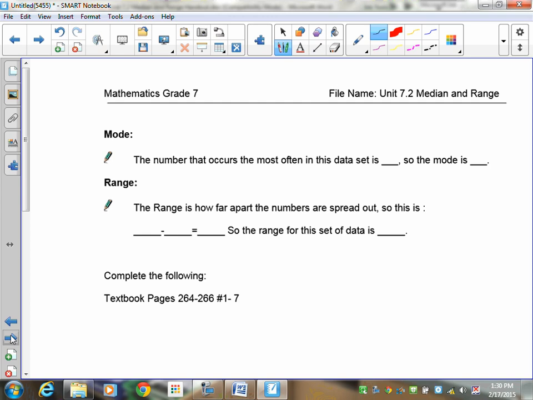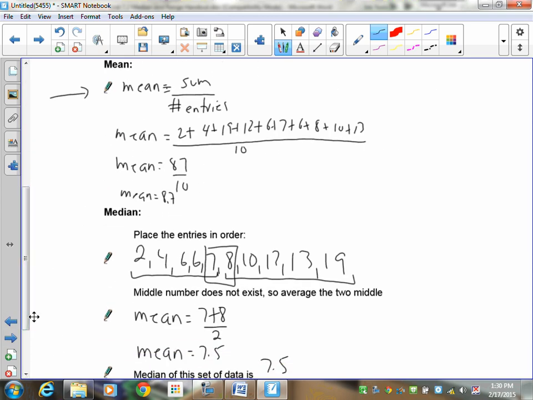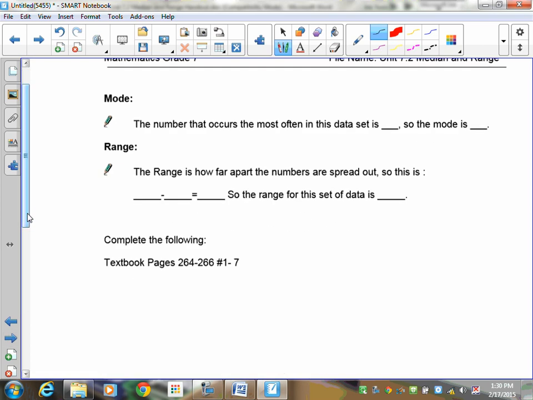Okay, the mode, the number that occurs most often. So I'm going to back up to where I put them in order because that's the easiest way to count them. And you'll see here I have 2 6s, and that's the only ones that basically overlap. So my mode overlap are multiples. So it's a 6, so that means my mode is 6.